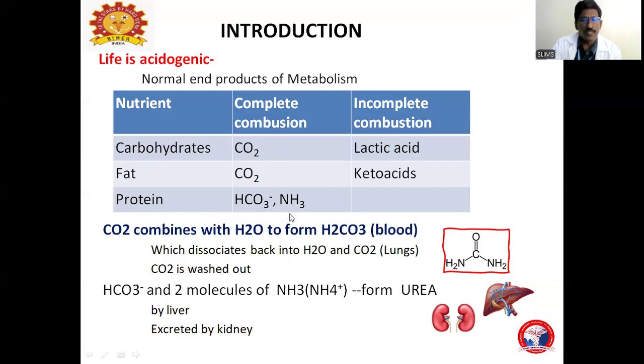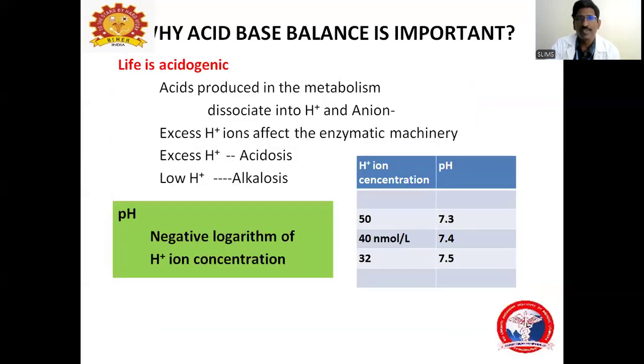The carbon dioxide is washed out through the lungs. When you take the protein metabolites, bicarbonate and two molecules of ammonia unite to form urea. This urea formation is by the liver and it is excreted by the kidney. Acids produced in metabolism dissociate into H plus and anions. The excess hydrogen ions affect the enzymatic machinery, so we are very much concerned about the hydrogen ion concentration. Excess hydrogen ion concentration is called acidosis. Low hydrogen ion concentration is called alkalosis.